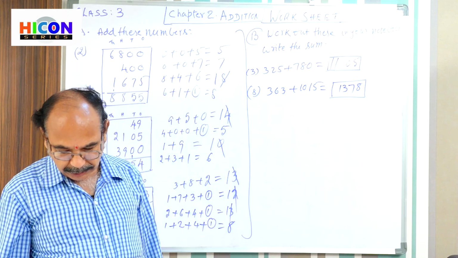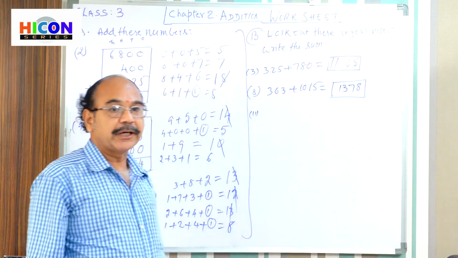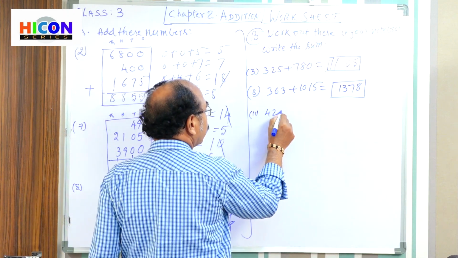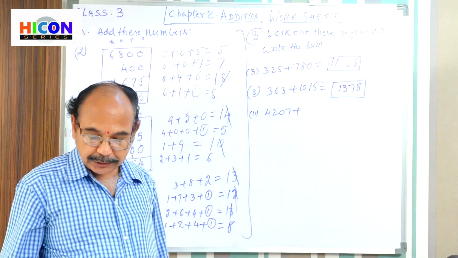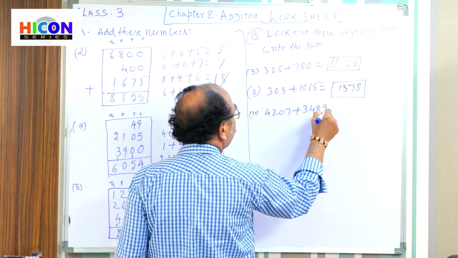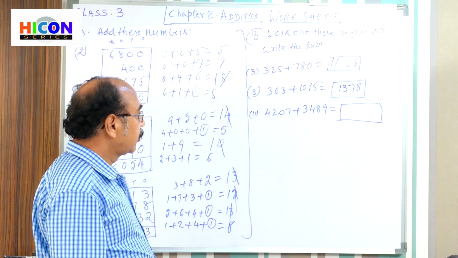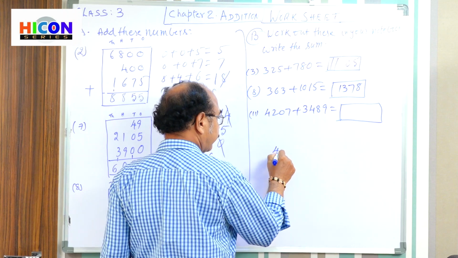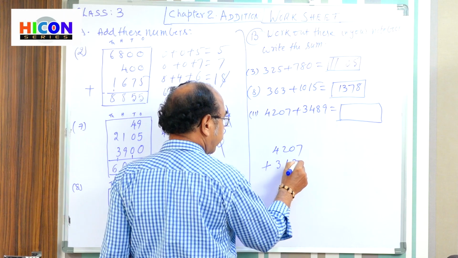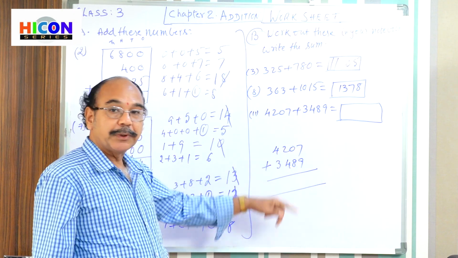Now one more question you see here. 11th question. What is the 11th question here? 4207 plus the second number, 3489. Add the two numbers. Okay. So here 4207 plus 3489. Add.